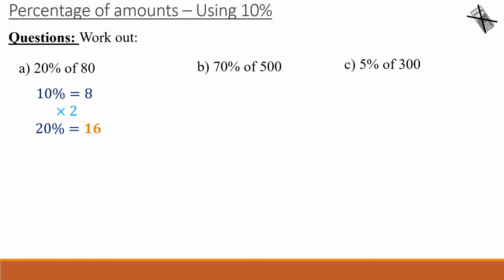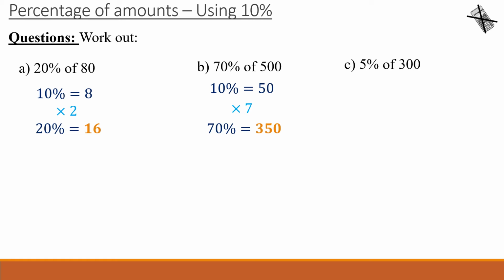For B, 70% of 500. So first I'm going to work out what 10% is. To work out 10%, we do 500 divided by 10. So I know that 10% is 50. And to get from 10% to 70%, I'm going to times it by 7, because it's 7 lots of 10%. So we're going to do 50 times 7 to get 350.